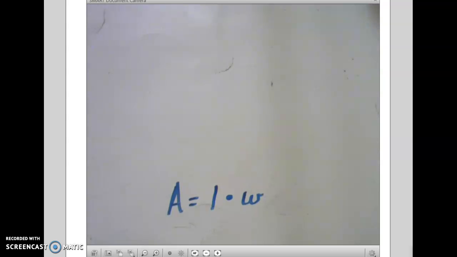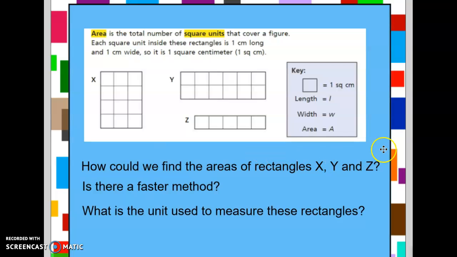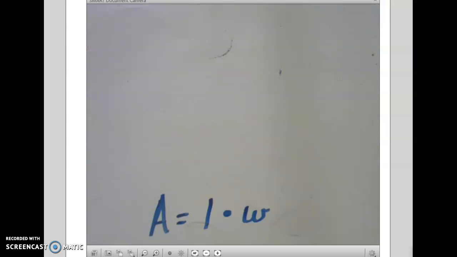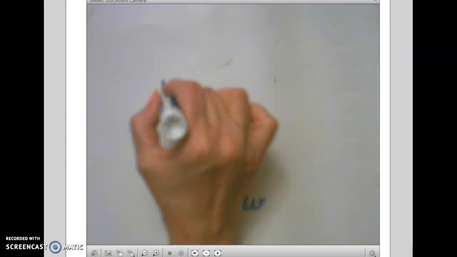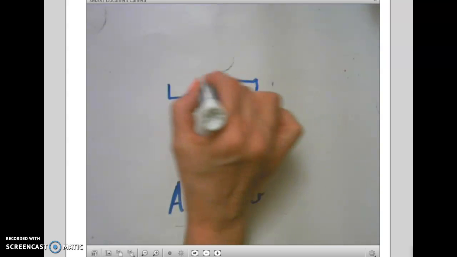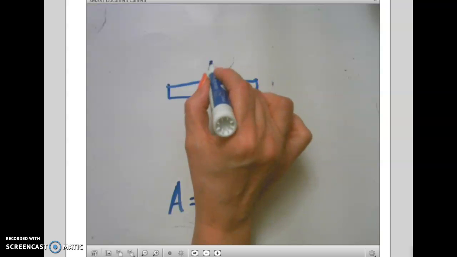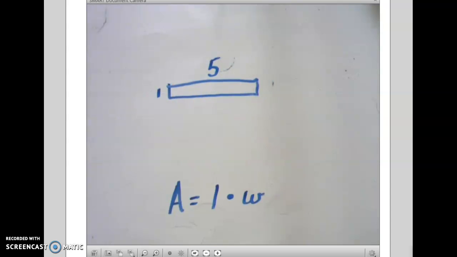Let's go back and try the last rectangle, rectangle Z. All right, rectangle Z, wow, that's pretty easy. How many square centimeters are inside rectangle Z? 1, 2, 3, 4, 5. But I'll bet you there's still a math problem there. Even with a simple rectangle like rectangle Z, we can still say that area is still the length times the width. The length was 5, the width was 1.